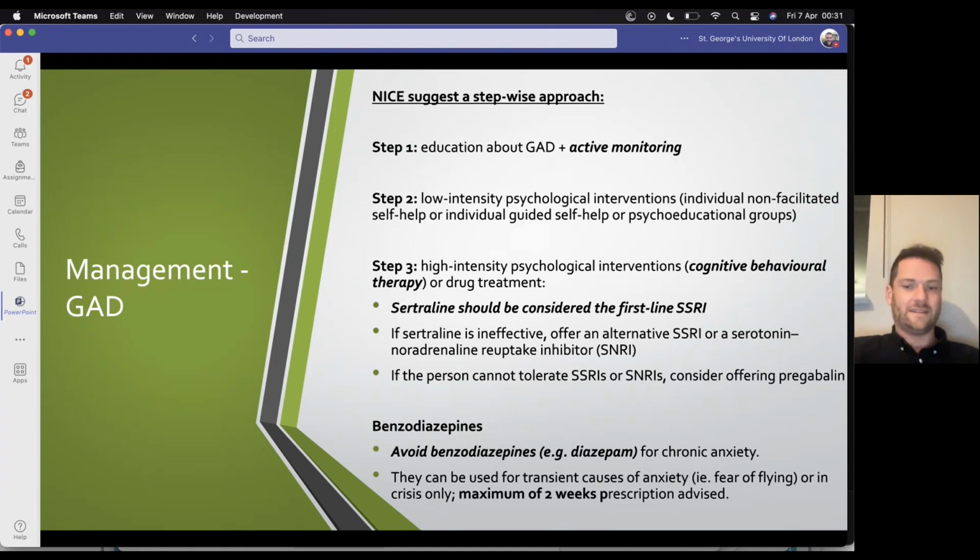If that's not working, try an SNRI. But really, the main thing to remember is sertraline, right? If they can't tolerate either, you consider offering pregabalin. But again, I've not seen that or heard anything about it.